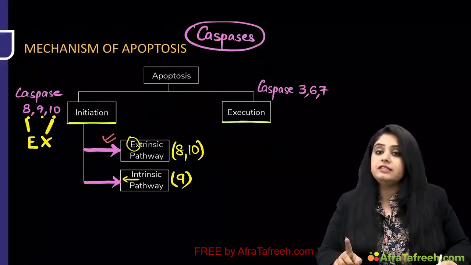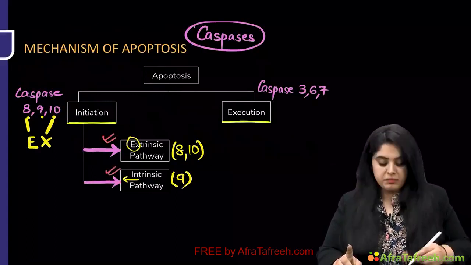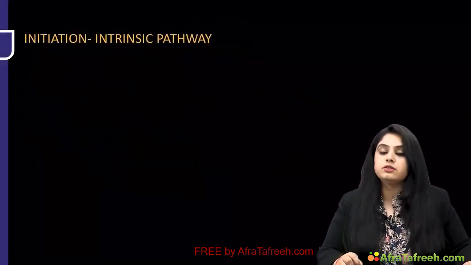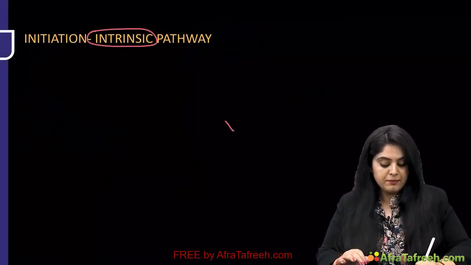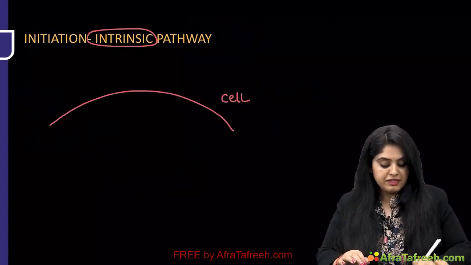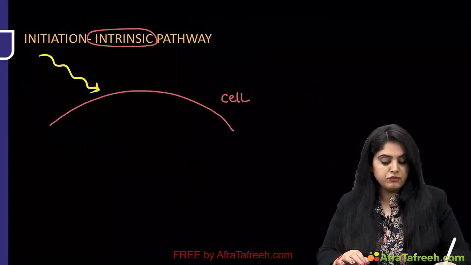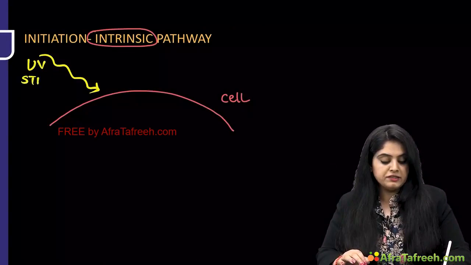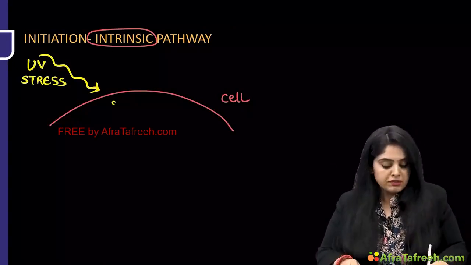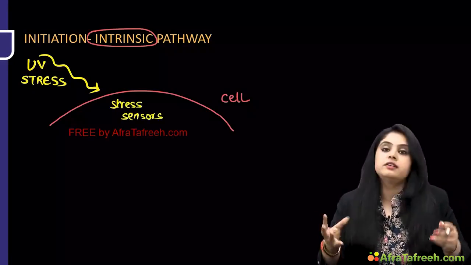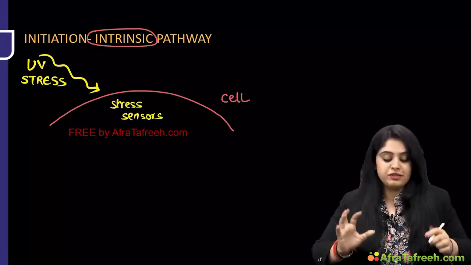Now we are still in initiation and I'm going on to the intrinsic pathway. What is it about intrinsic pathway that you have to know? Something is going to happen inside the cell. So for example, if this is a cell, I am saying some element of stress has come. So for example, there is a UV light, sunlight stress that has come into the cell. As soon as it comes into the cell, it is going to activate certain stress sensors. I call them like those fire alarms that, oh, they start ringing, that some stress has come.